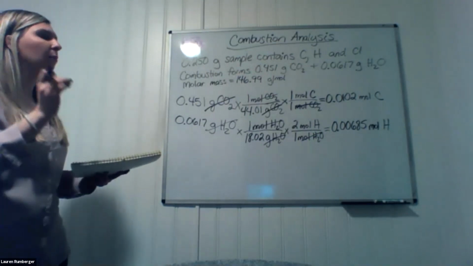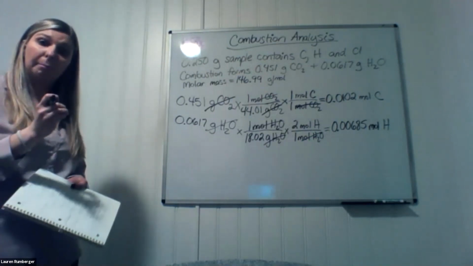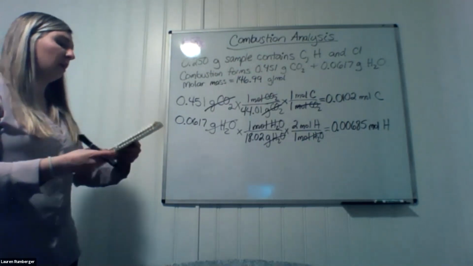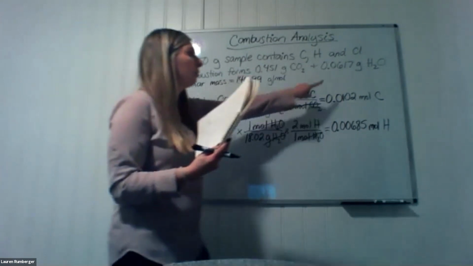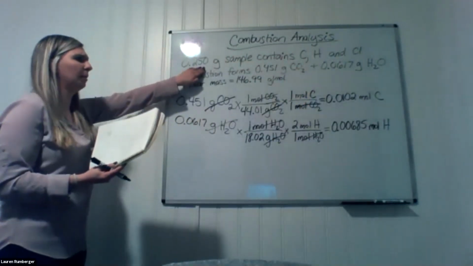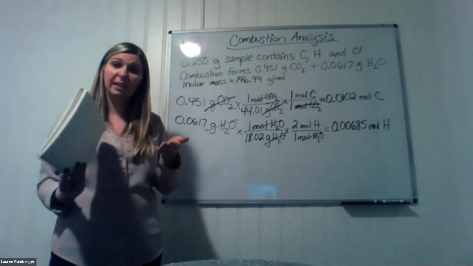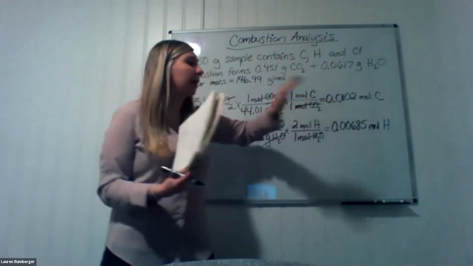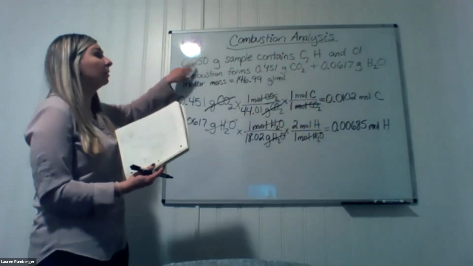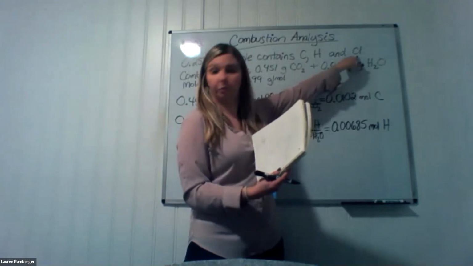Okay, so now we've just determined the amount of carbon and the amount of hydrogen in our compound in terms of moles. Now, remember, our compound also contains chlorine, and we know the total mass of the sample. So if we can figure out the amount of grams of carbon and grams of hydrogen, then we can subtract it from the total grams of the sample to give us the grams of chlorine.